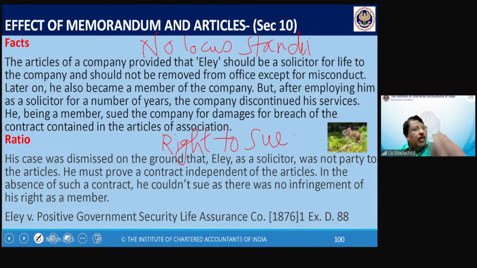Eli is not a party to the articles. He is a third party as far as the articles. His name is mentioned, agreed. But he is not a signatory. As Eli is a solicitor, he became a member, that's okay. As a member, if any problem comes to me, I'll take it. But here you are a solicitor. Therefore, Eli has no locus standi and no right to sue.